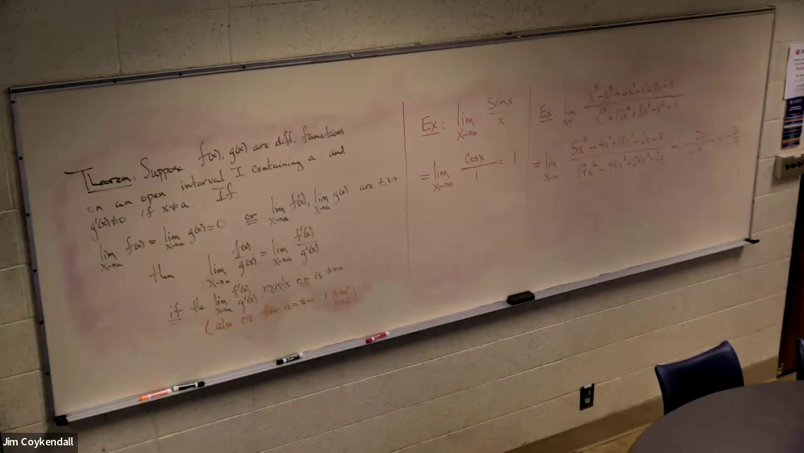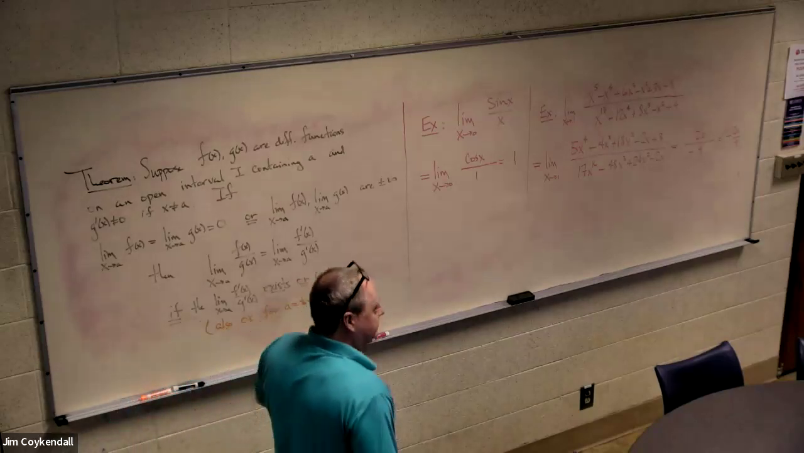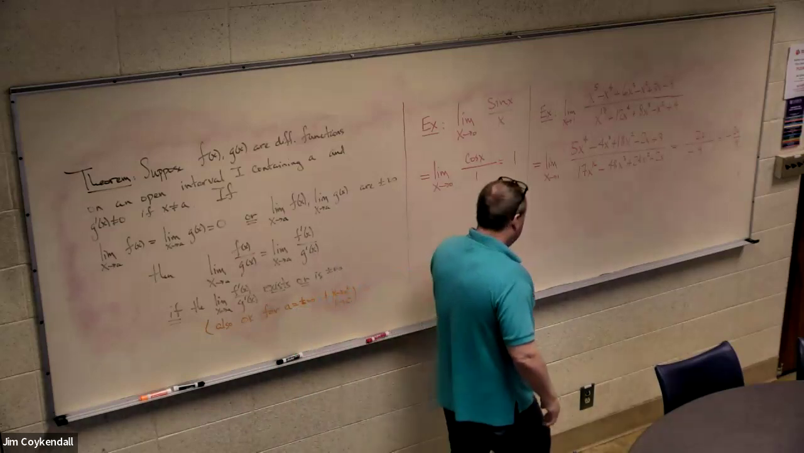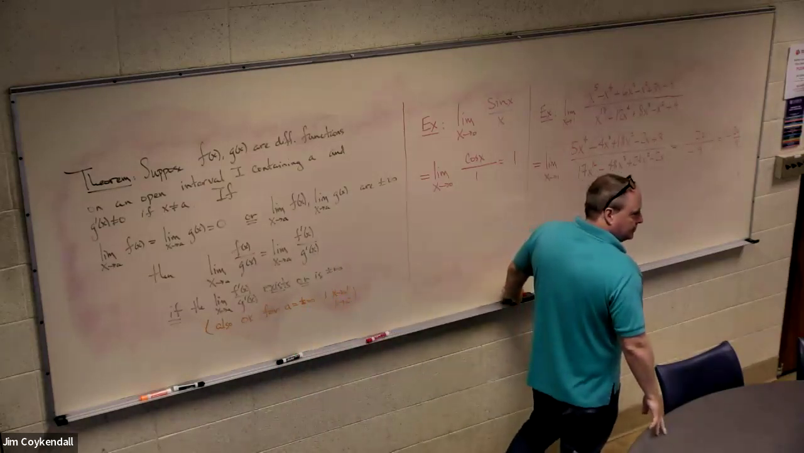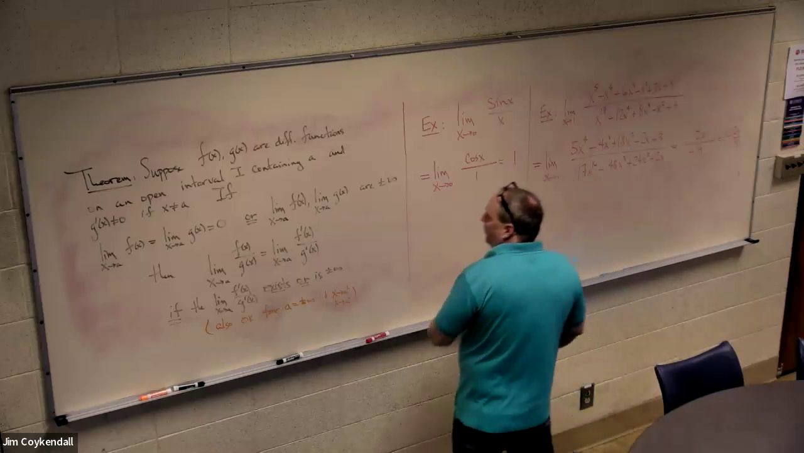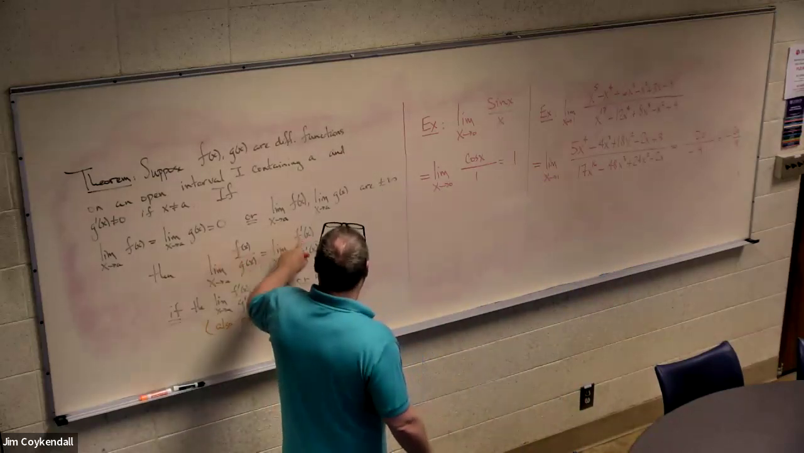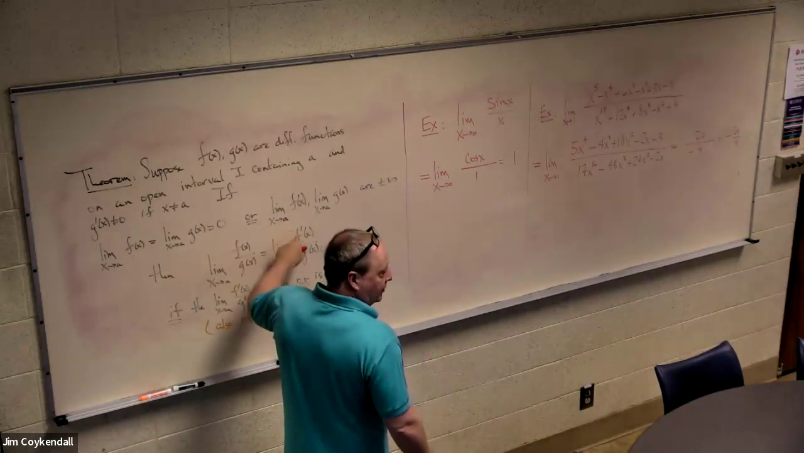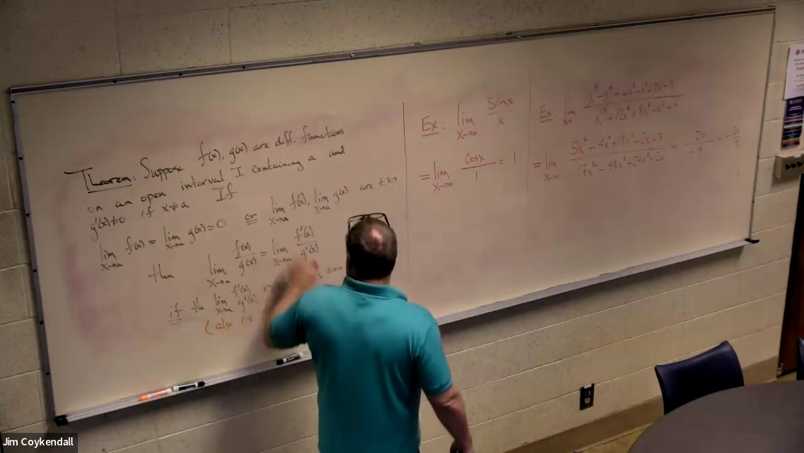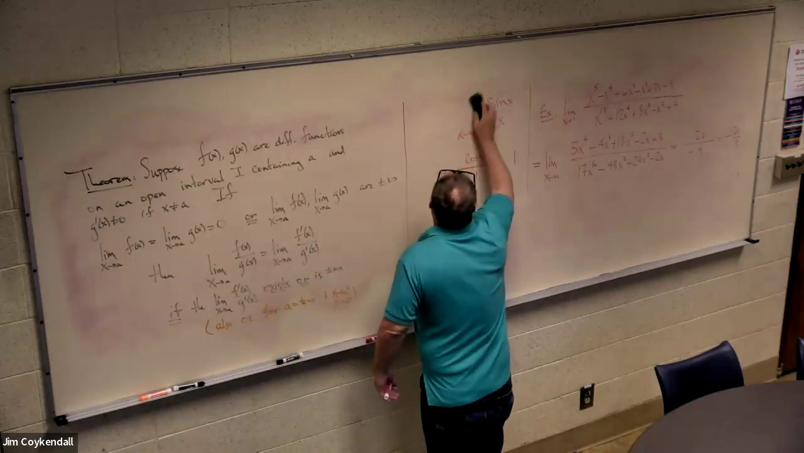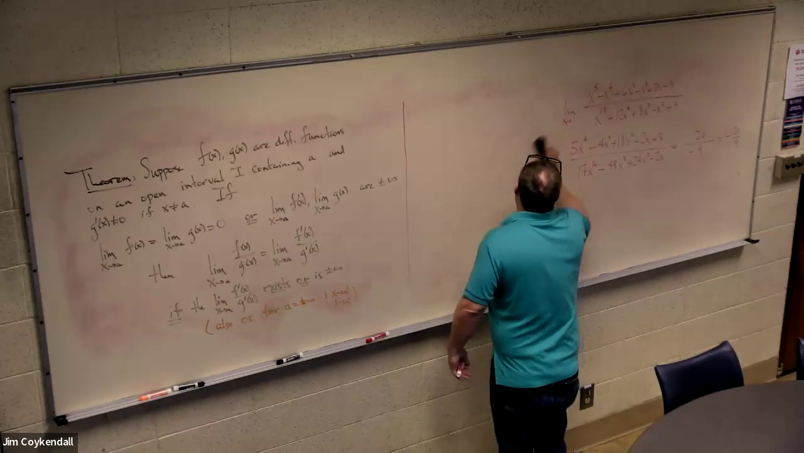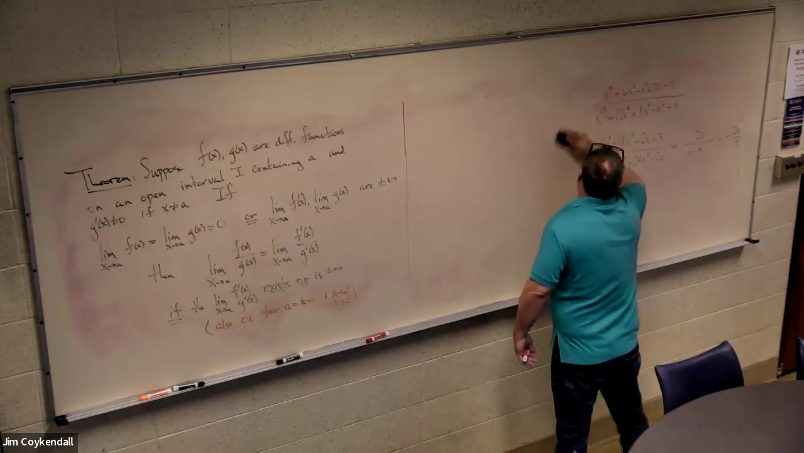Okay. Any questions on that subject? That's what the rule says. This original limit you can make easier by taking the derivative of the top and bottom, under the conditions. Now let me give you another couple of examples here.